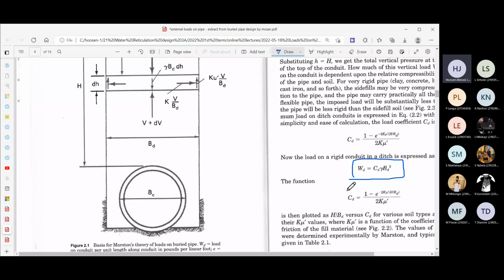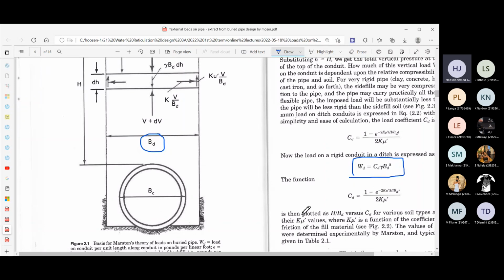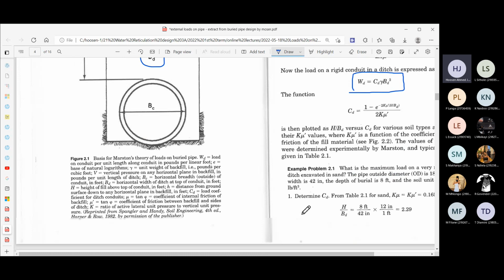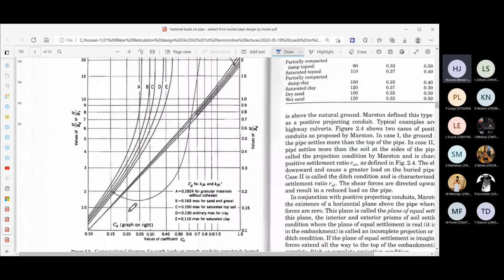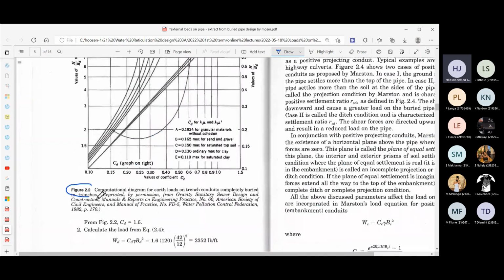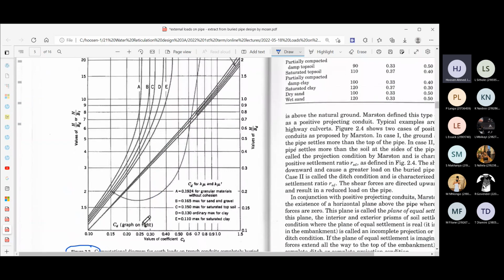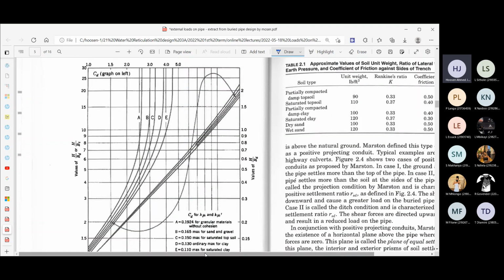The BD in this formula, you can see in the diagram here, that's the trench width. So that's the BD that's in that particular formula. You're going to square it. And then the value for CD, the formula for CD is given. Thereafter, you're given a graph to assist you in calculating or reading off the value for CD from this graph over here.